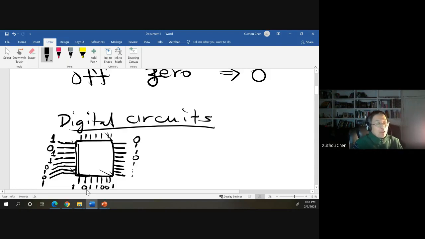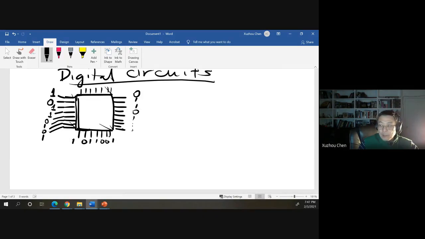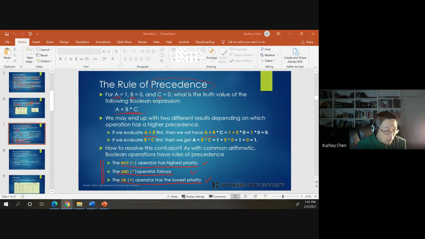So that's the digital circuits. Okay. So now with the digital circuit, then we can use the Boolean algebra to simulate the operations for these digital circuits. Okay. Now, one of the examples we talked about was this. Let me actually switch back to the PowerPoint.